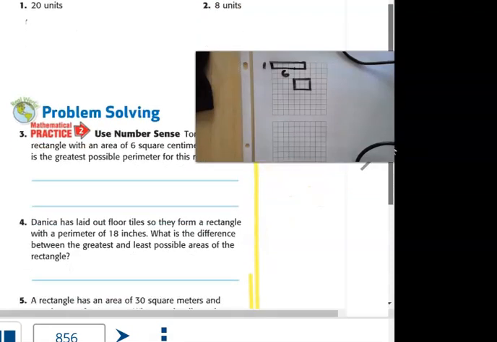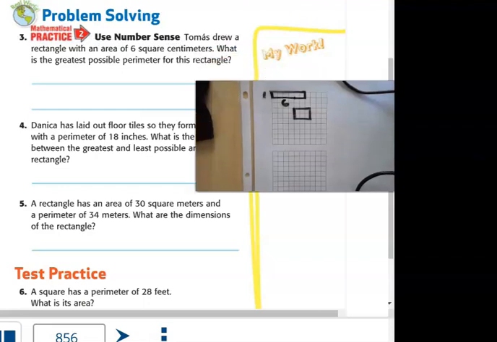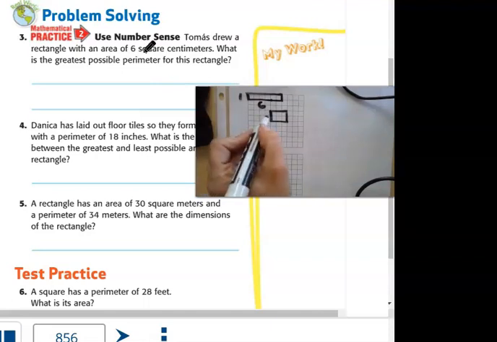Okay. Tomas drew a rectangle with an area of 6 square centimeters. What is the greatest possible perimeter for this rectangle? And I've drawn 2 possible rectangles with the area. I've got 1 by 6 and I've got 2 times 3. Those both multiply up to give me 6 square centimeters.